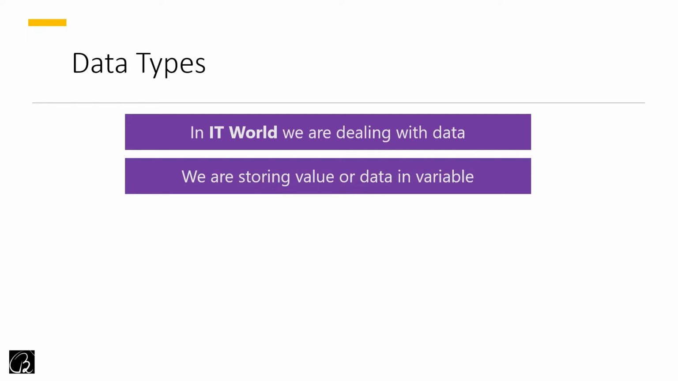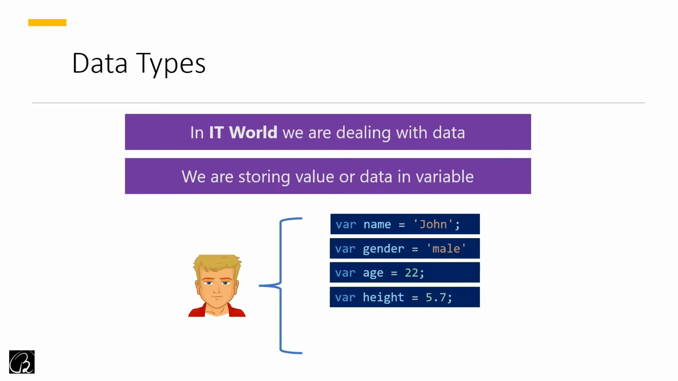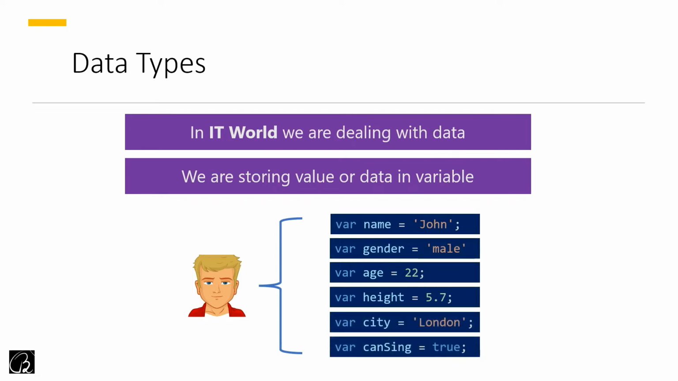Now there are different categories or types of data that are possible. Let's say for John, we can have his name, John, gender male, then age, which is a different data type, that is 22, then height, city, then can sing, true. So these are the different data types that are possible for John. In order to work with different types of data, we should know what data types JavaScript provides us. That is the main motto of this video.